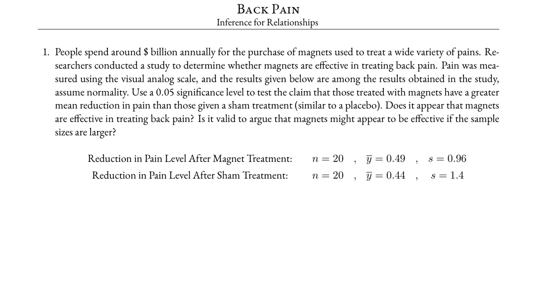Pain was measured using the visual analog scale, and the results given below are among the results obtained in the study. Assume normality. Use a 0.05 significance level to test the claim that those treated with magnets have a greater mean reduction in pain than those given a sham treatment similar to a placebo. Does it appear that magnets are effective in treating back pain? Is it valid to argue that magnets might appear to be effective if the sample sizes are larger?